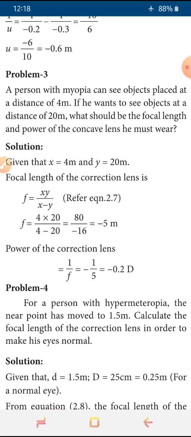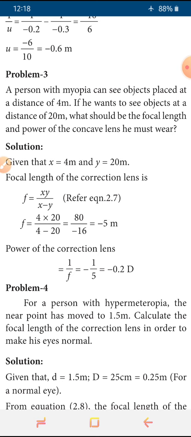Object distance is x, and image distance will be taken as y, 20 meter. Then the focal length of the lens for correction is f is equal to xy divided by x minus y. This is discussed in the theoretical part. We are substituting. The answer will become minus 5 meter after solving this.